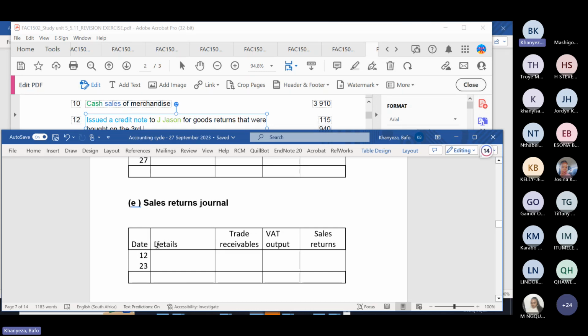Yeah, Jason had bought on the 12th. So it's going to be net. This thing is 115, so obviously net of VAT is going to be 100, and VAT is going to be 15. So it means this is JJC.